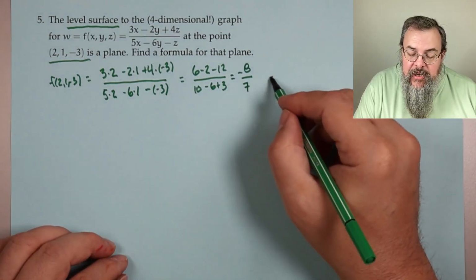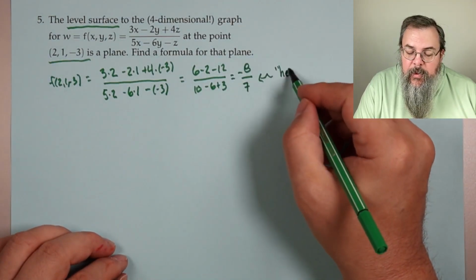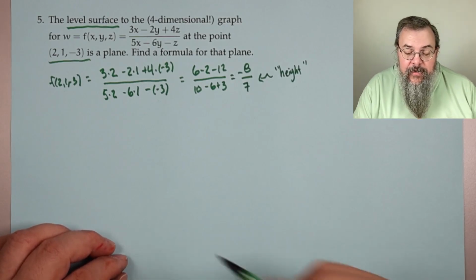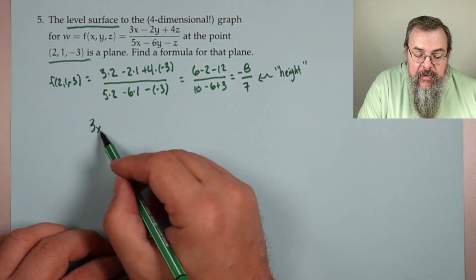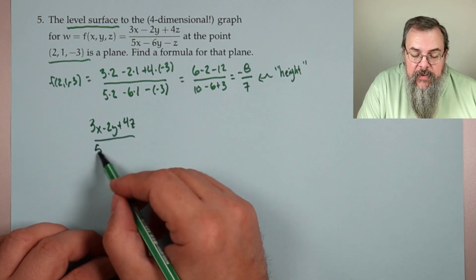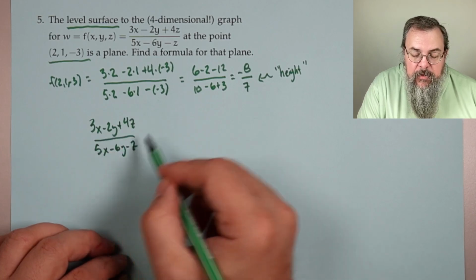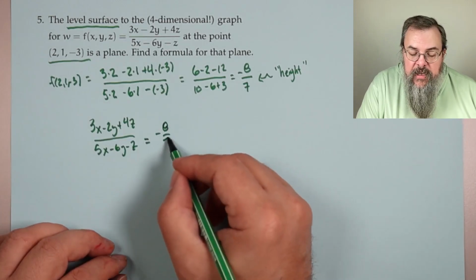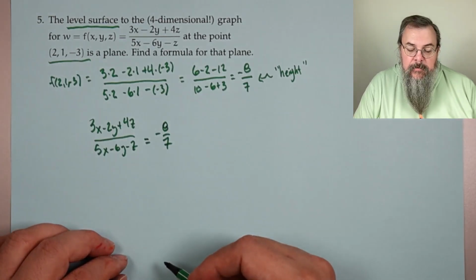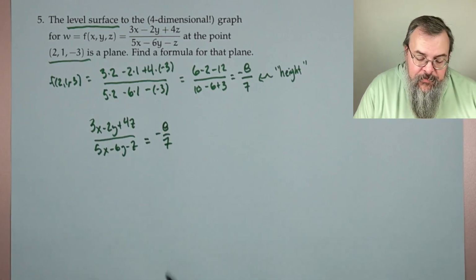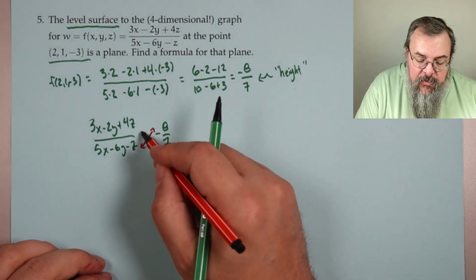So this right here is what we would have called the height. So the level surface is 3x minus 2y plus 4z over 5x minus 6y minus z, which is the function, equal to the height, negative 8/7. Well, from here, we're a hop, skip, and a jump away. Because what can you do? Cross multiply.